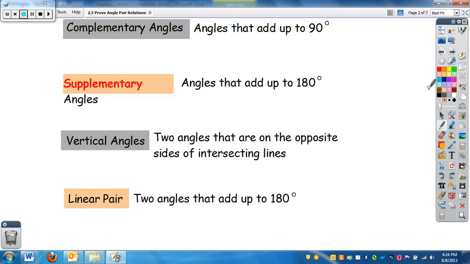So you should have learned so far about all these types of proofs. You have complementary angles, angles that add up to 90, supplementary angles, angles that add up to 180, vertical angles, two angles on the opposite side of intersecting lines. Probably an angle a lot of students don't recognize, but very important. So that would be here and here, or here and here. And then a linear pair, two angles that add up to 180. Notice there's two. These could be more than two, and both are complementary and supplementary angles.